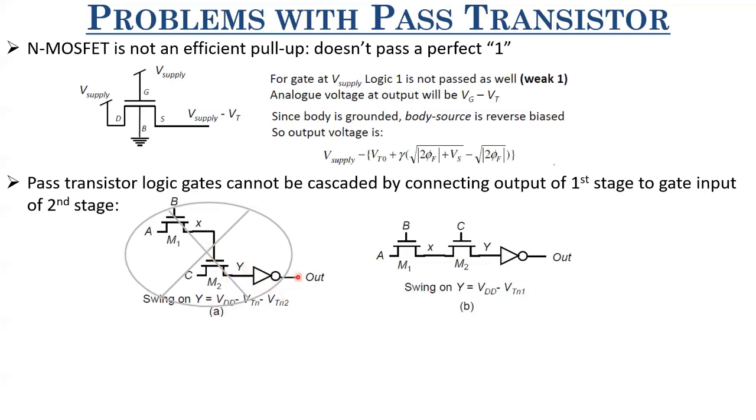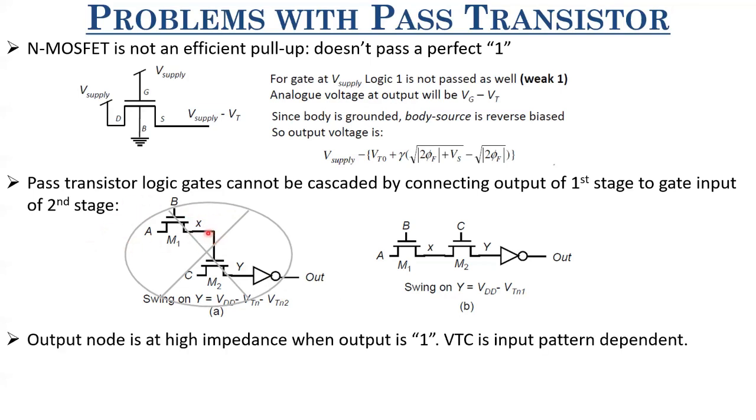So you should not cascade the pass transistor logic by connecting the output of the first stage to the gate input of the second stage. That is the message. Also, the output node is high impedance when the output is 1.